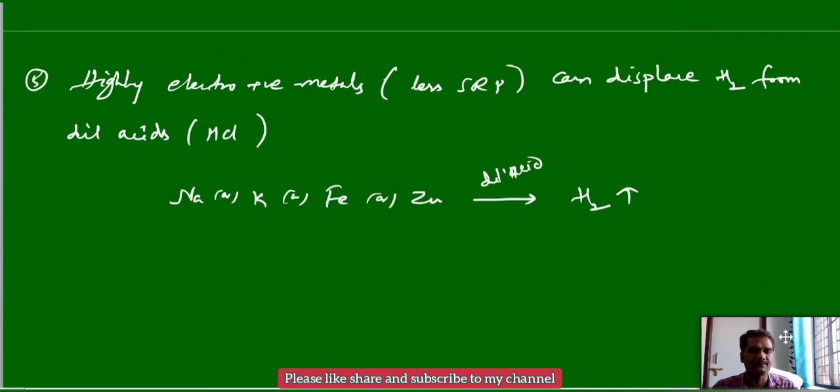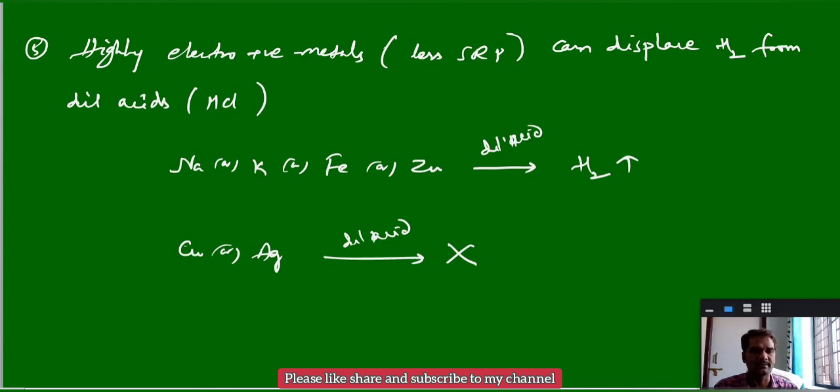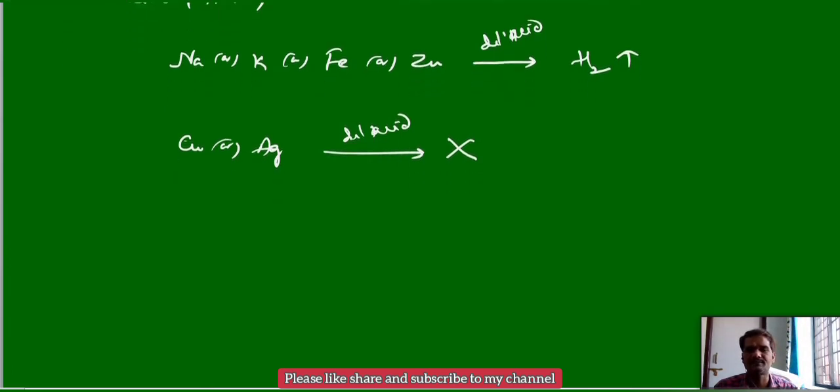But the elements which are present below hydrogen in the electrochemical series, or which have more reduction potential values than hydrogen, cannot displace it, like copper and silver, etc. If you treat them with dilute acid, there is no reaction. Only those above hydrogen can displace the hydrogen from dilute acids, and those below cannot.